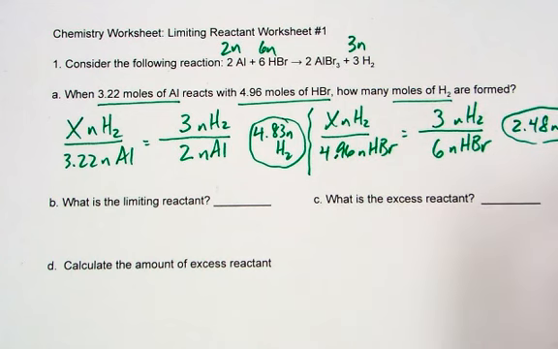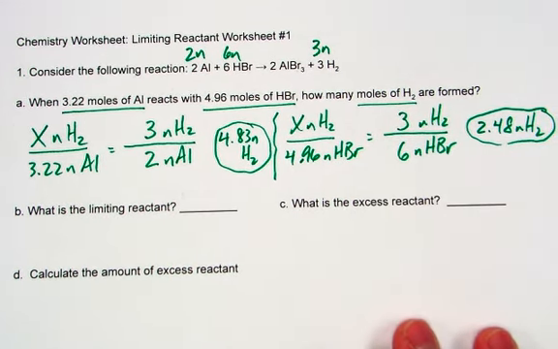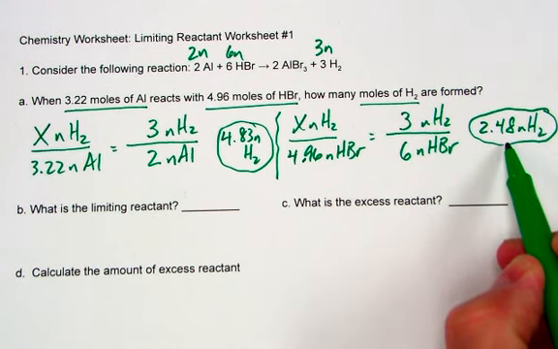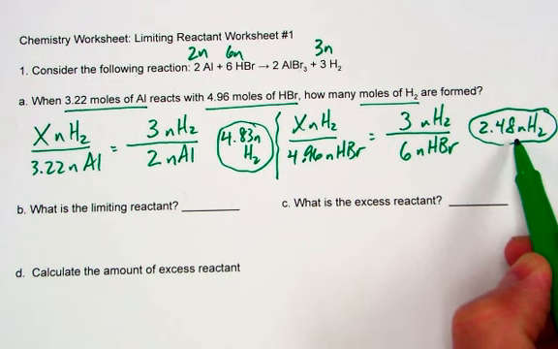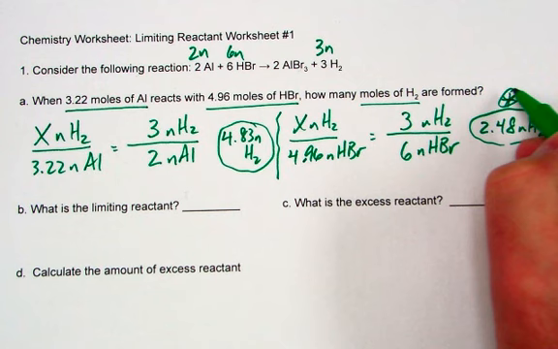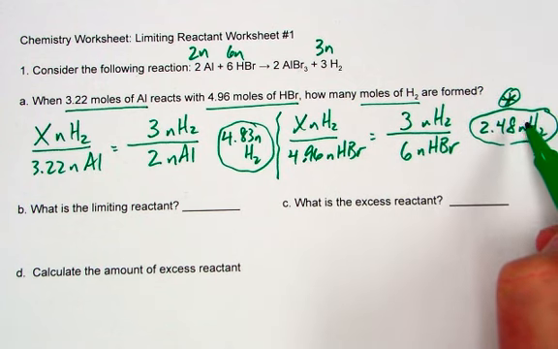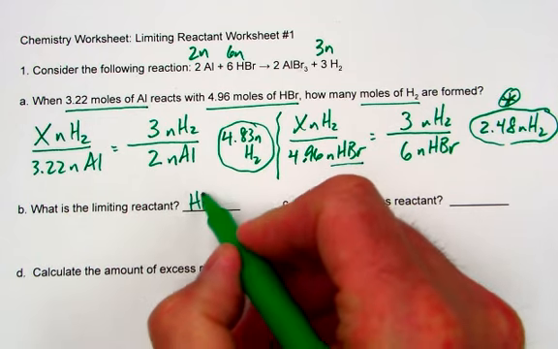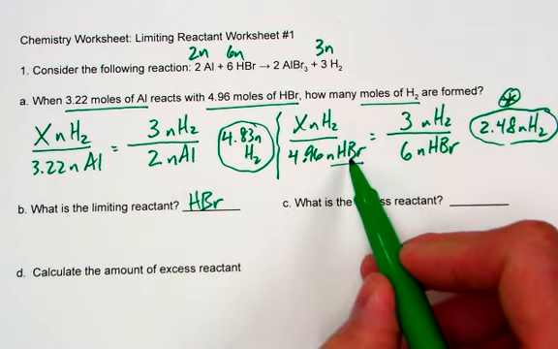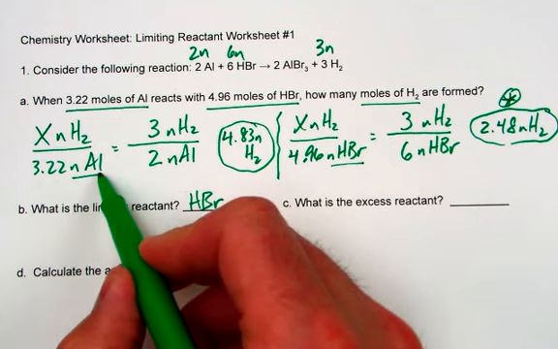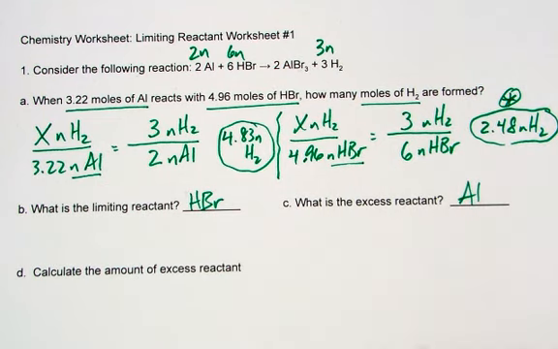So now what do we do with those numbers? Well, if you remember from our s'mores activity, you're going to make the smaller amount. So the smaller amount of hydrogen can be made. Okay, so we're going to maybe put an asterisk by this one to figure out how many moles can actually form, the smaller amount. That tells me that HBr is the limiting reactant. Okay, because the limiting reactant produces the smallest amount of product because it runs out first. So that means that my other reactant, which is aluminum, is my excess reactant.